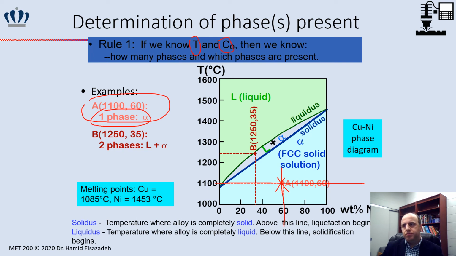But if we are at 1250, we draw one line, and the composition is, let me fix this one, the composition is this. So we are in this gray area. In the gray area, we have both liquid and alpha. Alpha is a solid material. So we have two phases.